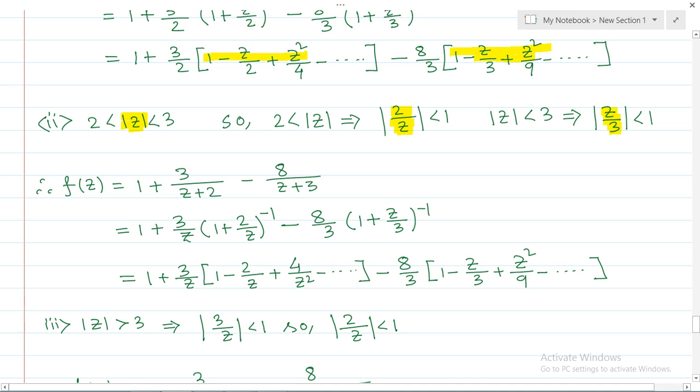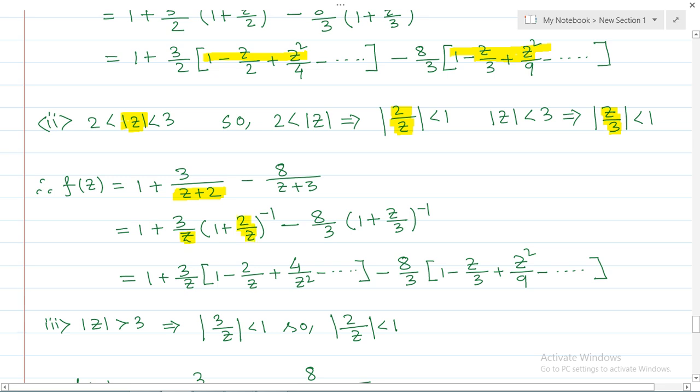So for the two factors, the two terms we have, what to do? From the first, since z plus 2 is there, I have to make this 2 by z concept. How to get 2 by z? By taking z common. If I take z common, inside it will come 2 upon z.